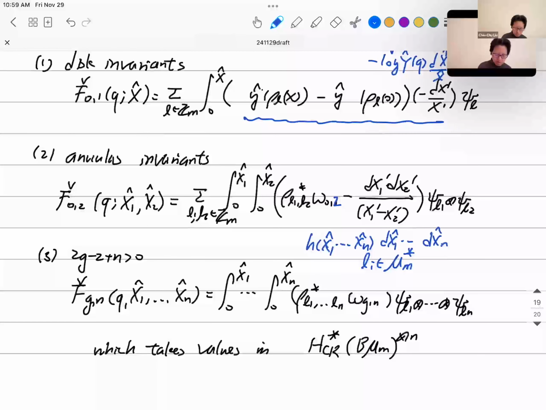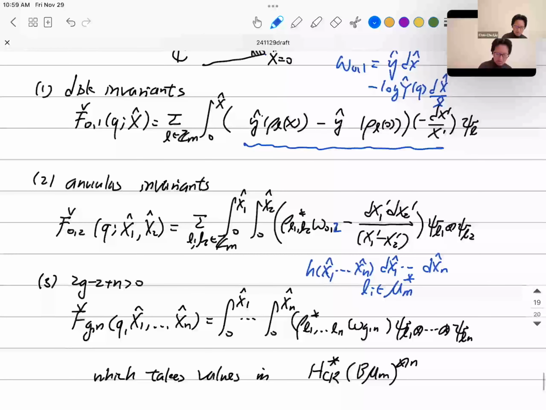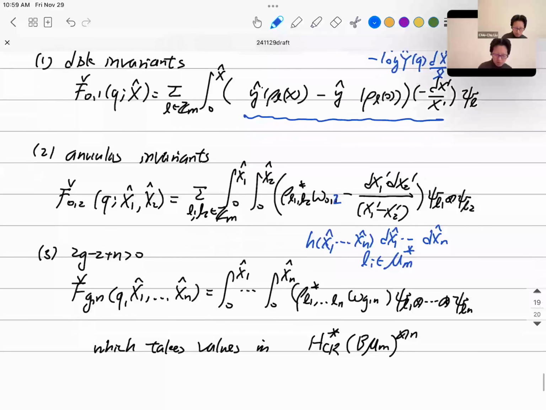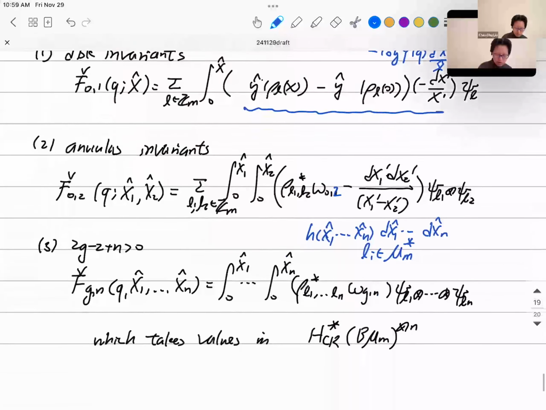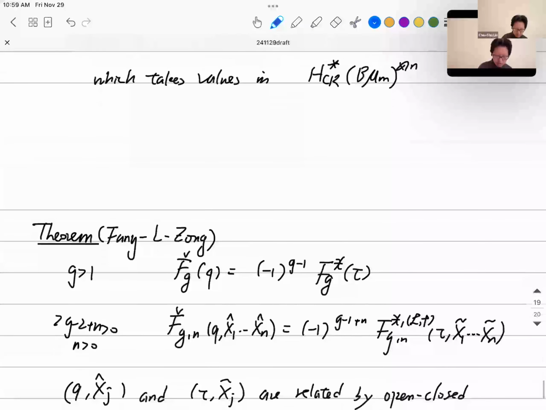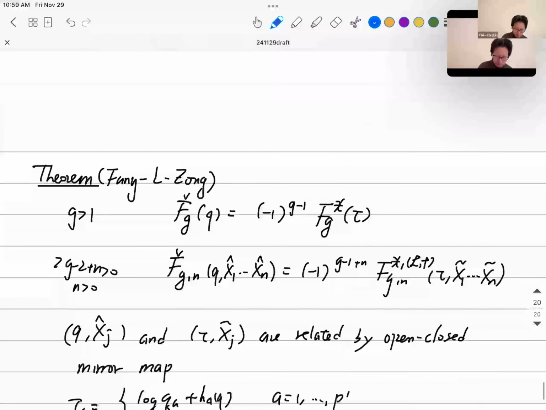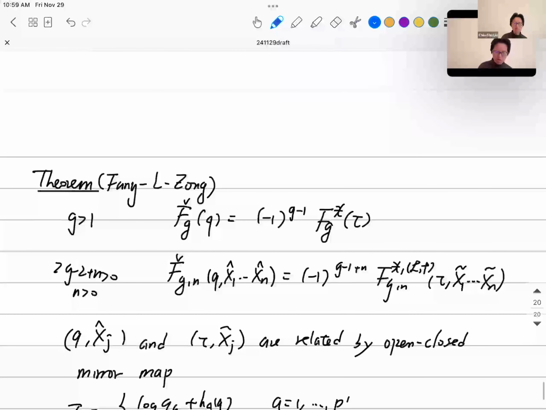So these are the B model topological string. We have defined omega GN, and we have defined precisely the B model closed and open topological string. So here is our theorem.